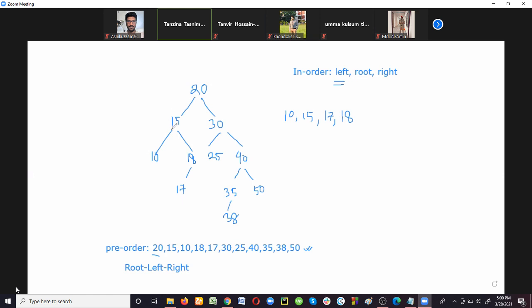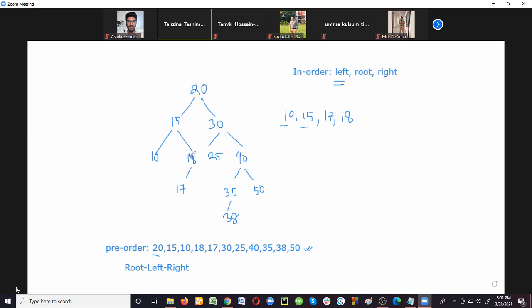So now 10 is a leaf node and it's the left child of 15. That's why we took 10. Now the sequence is after left node, take the root node. For 10, the root node is 15 and we took it. Then the right child. So 18 is the right child of 15, but is it a leaf node? No, it's a root node.